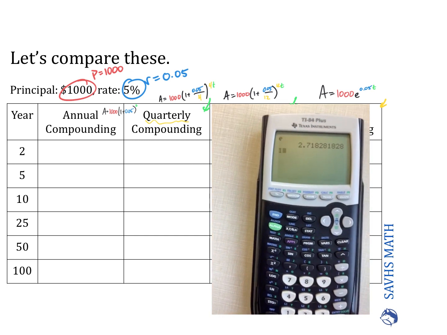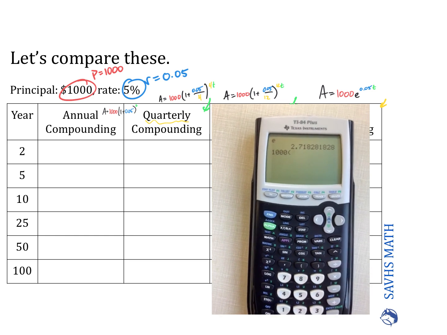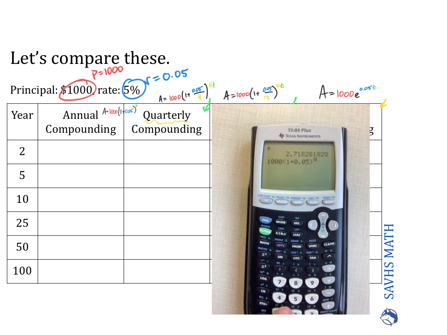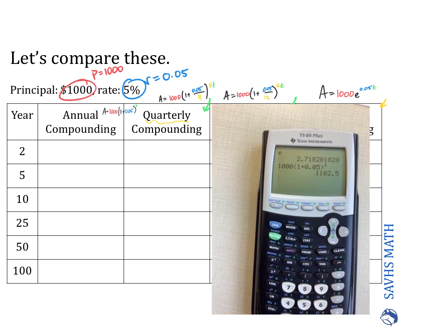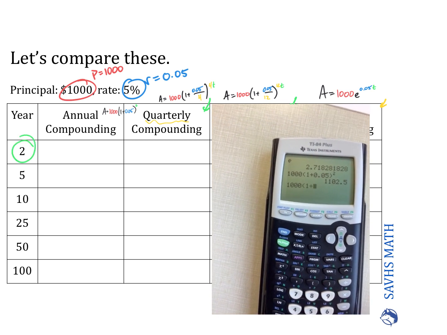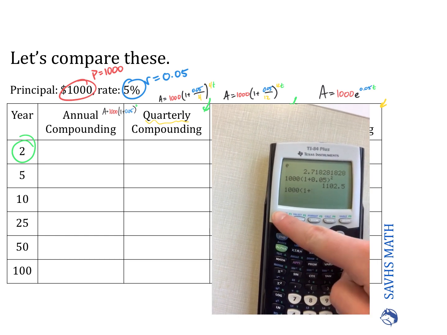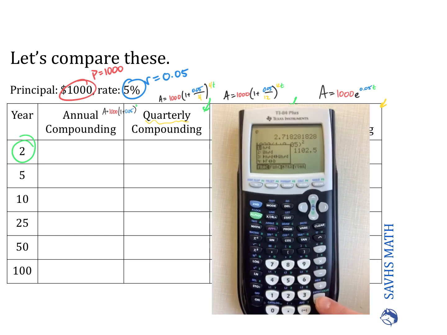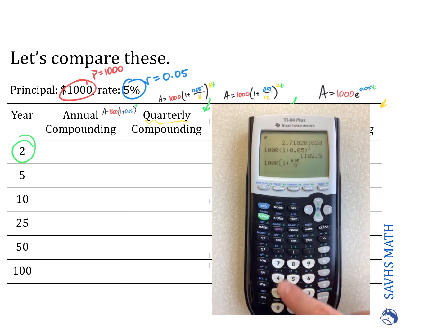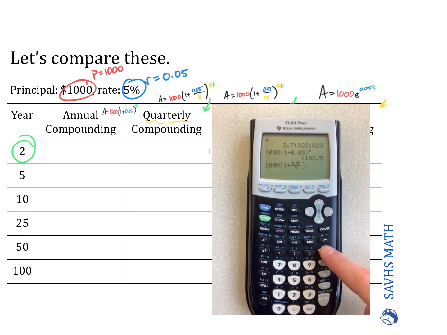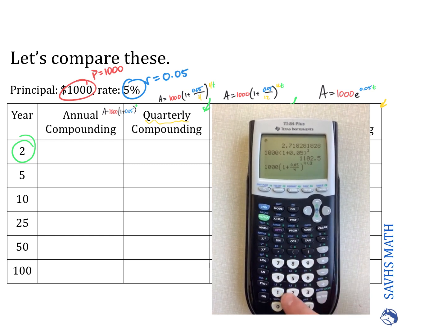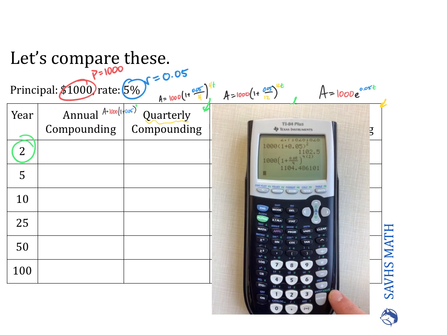Okay, so P is 1,000 times 1 plus 0.05 to the 2, because that's what the first year says right here. Okay, the next one I'm going to do the same thing, 1,000 times 1 plus, and then this time I'm going to need that fraction, so alpha y equals, and then the enter button down there. And then I'm going to do 0.05 over 4, because it's quarterly compounding, to the 4t. And t is 2 in this problem. So hit enter. There it is.